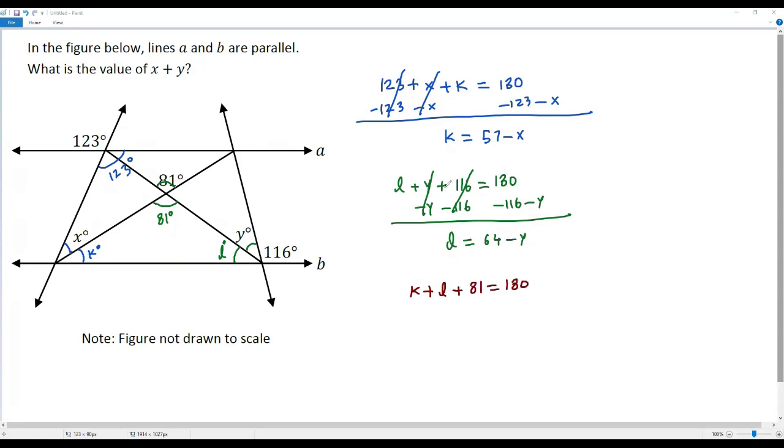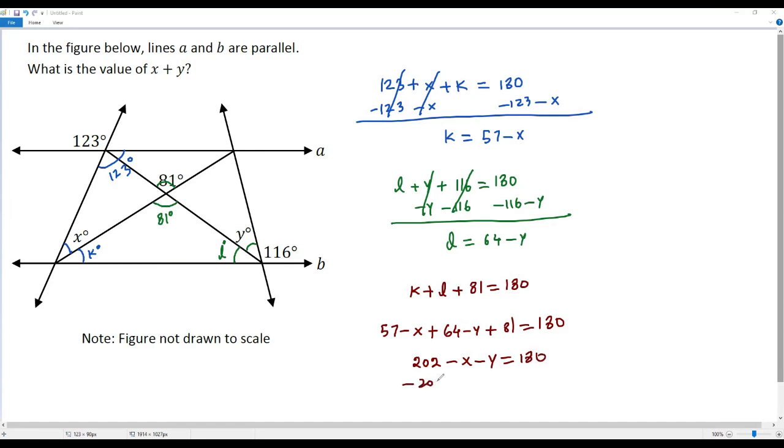Already we got the value of k in terms of x, that is 57 - x. Let's plug in this for k, then we get 57 - x. And for L, we have 64 - y. Let me plug in + 81 equals 180. Okay, when I combine this 57, 64 and 81, I am getting 202. Then we can write this - x and - y as it is. That is 202 - x - y equals 180.